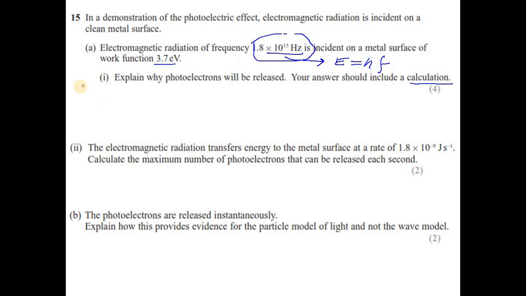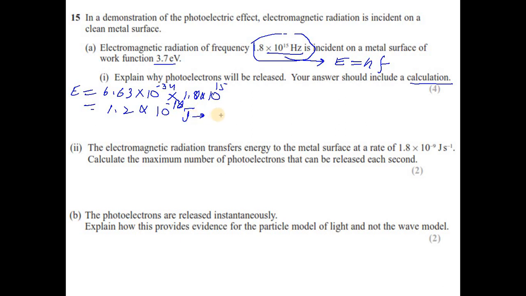So how do we do that? First, we figure out the energy. E = hf, and h is 6.63 × 10^-34, times the frequency, which is 1.8 × 10^15. When you solve this, you have the energy in joules, 1.2 × 10^-18 joules.